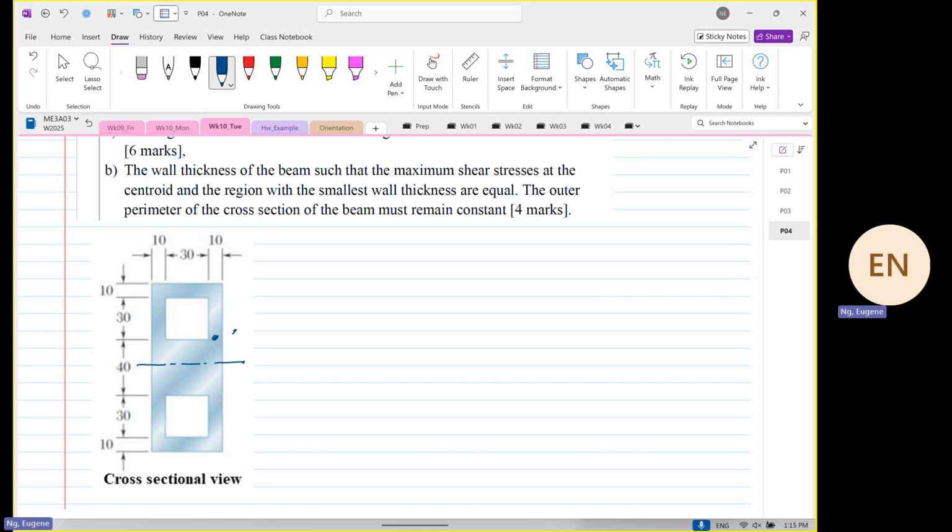I'm going to call this alpha, and I'm going to call this beta. So what we want to do is ensure that the shear XY at point alpha is equal to the shear XY at point beta. Now, question, what can we change? You can change the thickness.